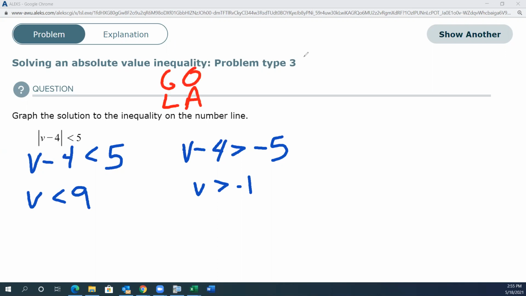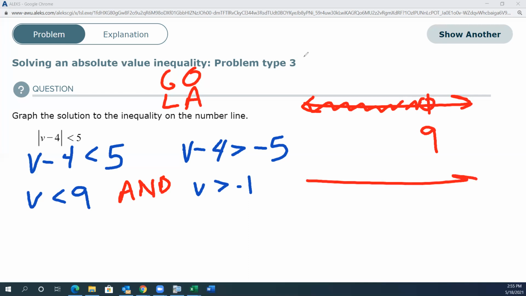Well, GOLA says we had a less than sign. Less than means and, so we're looking for where they are overlapping, looking for the intersection. So v less than 9 looks like this, and v greater than -1 looks like that. So where do they overlap? Well, everywhere from there to there.